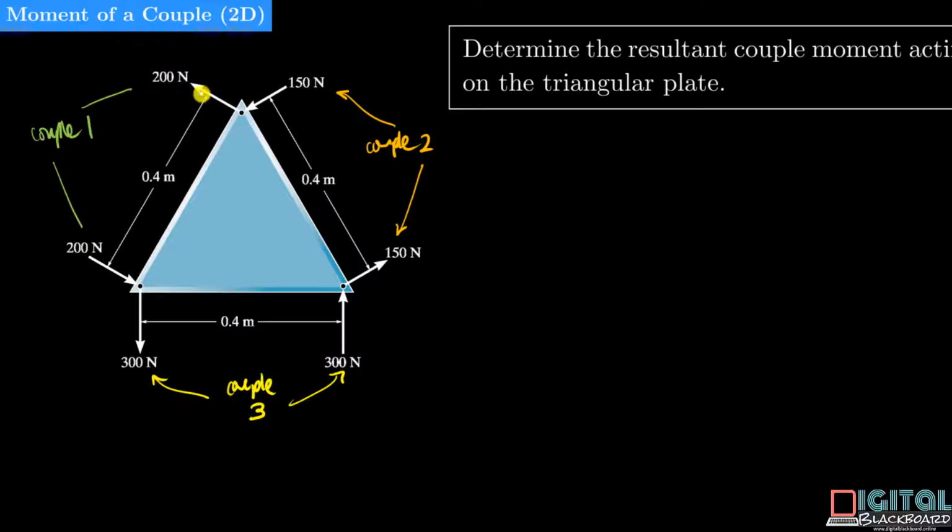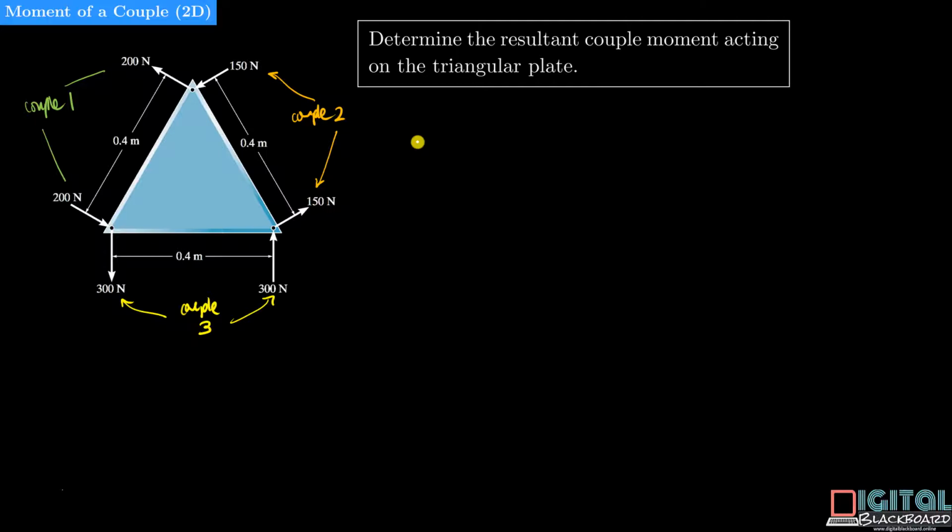For example, for this pair of 200 Newton forces, the couple moment MC generated by this pair of 200 Newton forces is equal to the magnitude of one of the forces multiplied by the perpendicular distance between them, giving us 80 Newton meter.